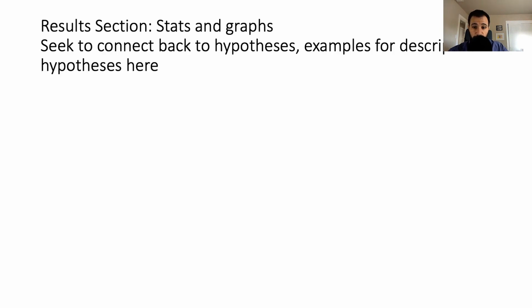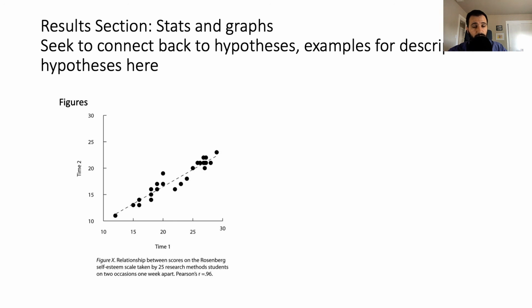Then you'll move into the results section, in which you'll see statistics, graphs, and the goal is to try to connect what you see back to the hypotheses that the paper presented earlier on. This is your goal as a reader. So you should look through the stats, look through the graphs, pull out whatever you can to see whether you can come up with an answer to the research question based on the data.